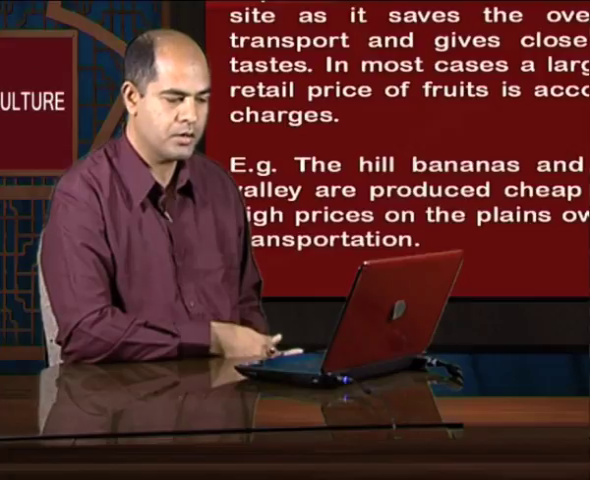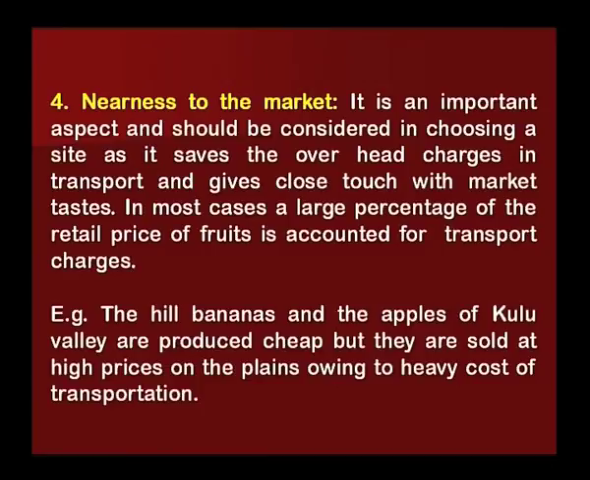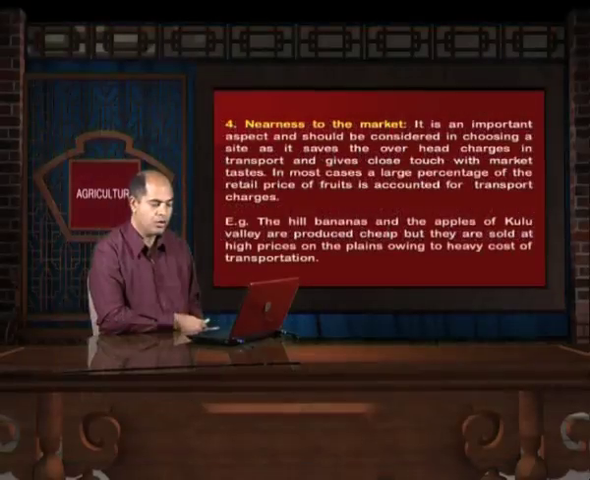Nearness to the market. It is an important aspect and should be considered in choosing a site, as it saves the overhead charges in transport and gives close touch with market taste. In most cases, a large percentage of the retail price of fruits is accounted for transport charges. For example, the hill bananas and the apples of Kullu Valley are produced cheap, but they are sold at high prices on the plains owing to heavy cost of transportation.